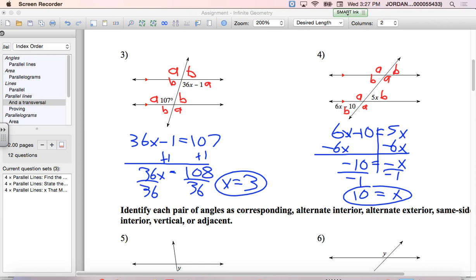Now, all of these ended up being equal. What you would do, though, is let's say one of them had 5x right here.